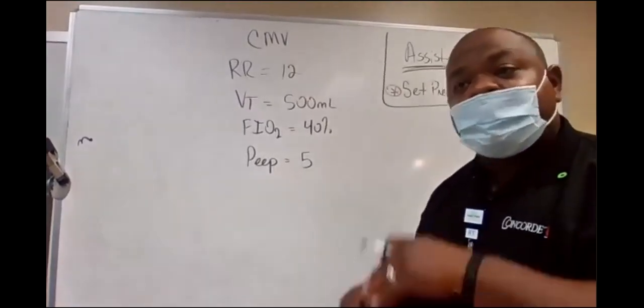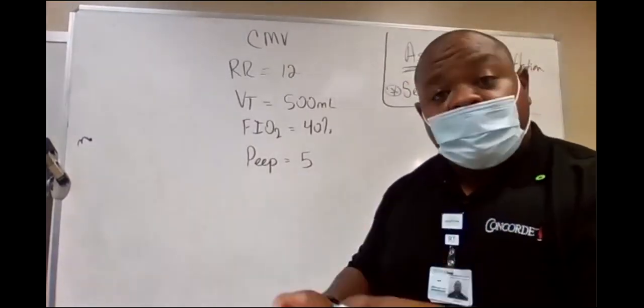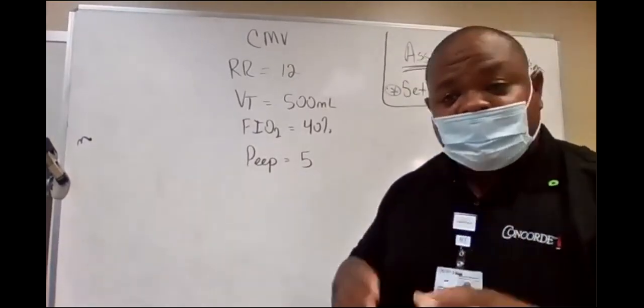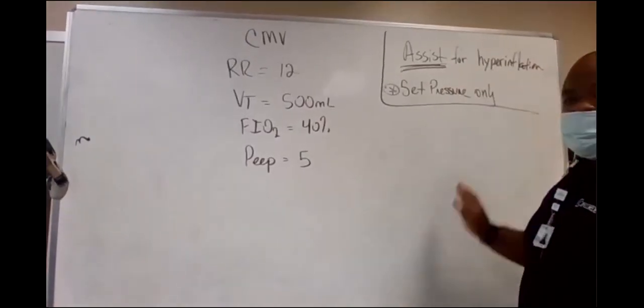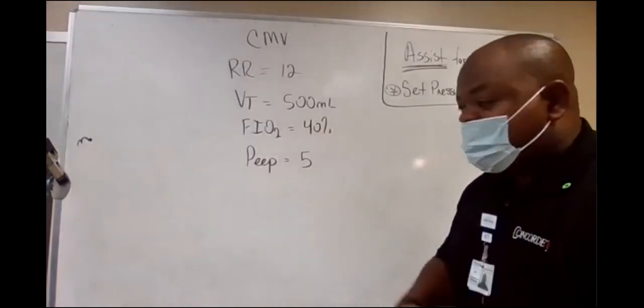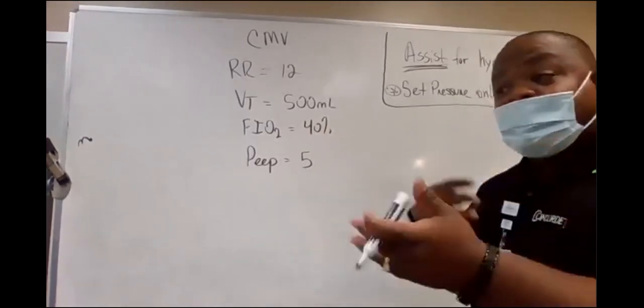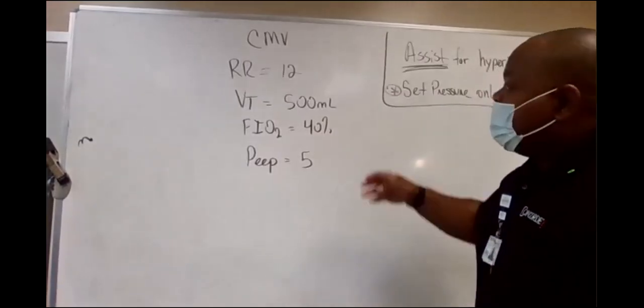But in assist control, it would allow him to kick his own breaths or trigger his own breaths, right? Trigger cycle. You got to keep that in mind. Assist mode only is simply for hyperinflation. If they trigger 1,000, they get 1,000. They trigger 1, they get 1. That's it. They're spontaneous, they're wide awake, so they're not having a problem with breathing.